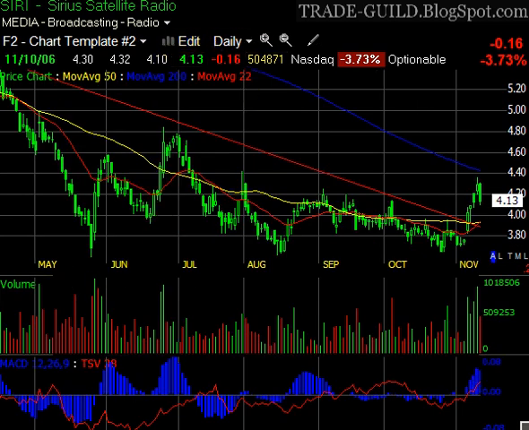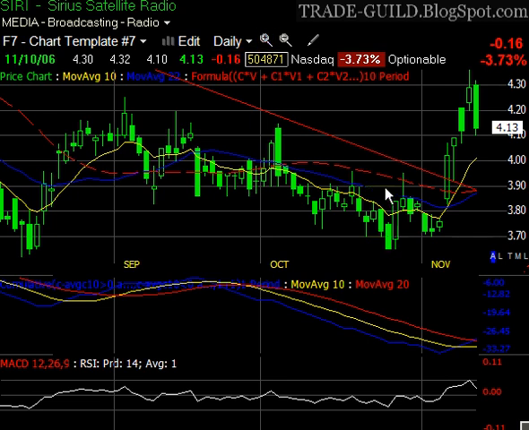So basically, to just recap, we're looking for something like this, a base that's broken out. Green volume, big volume days. We're looking for divergences in MACD. We're looking for as many indicators as we can find that are confirming one another and saying, you know, this is a strong looking stock. So all in all, right now, it's just a matter of looking for an entry.